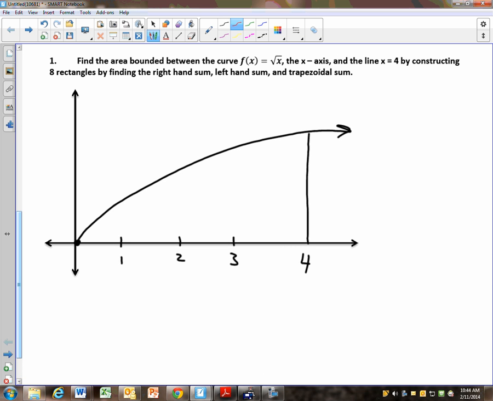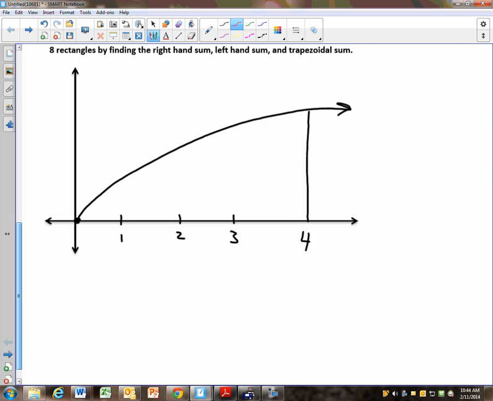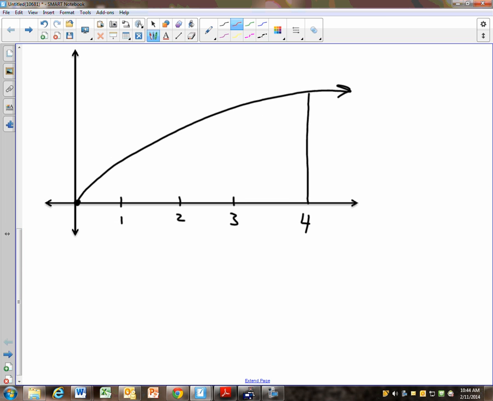We're now going to do right hand sum, we're going to do left hand sum, and we're going to do trapezoidal sum. We just have to make sure we set it up correctly, okay? We're going to do 8 rectangles.